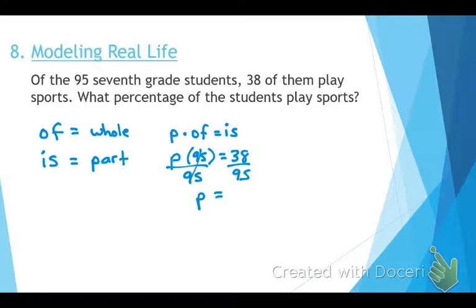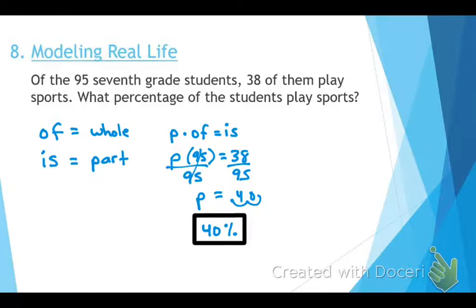And when you do that, you should have got 0.4. And remember, you want to change it to a percent. So what's the answer, guys? 40%. How many of you would say you and your partner both got that answer? Okay. Who has a question for me if that doesn't make sense?